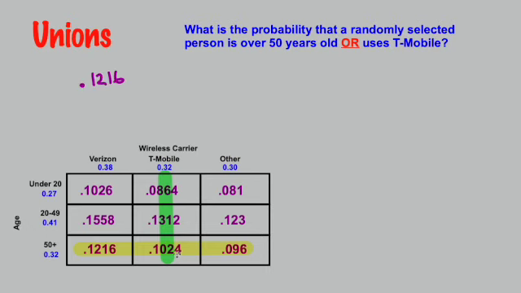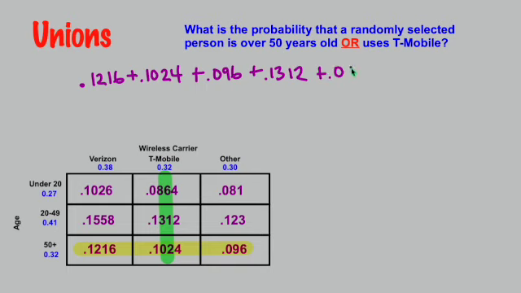Then I'm going to look at the one next to it because it has both, and I'm going to add that to it, so 0.1024. I have another one over here that has yellow only, 0.096. And then the one that has green only, so I have one there that is 0.1312. And then finally the one up here is 0.0864.